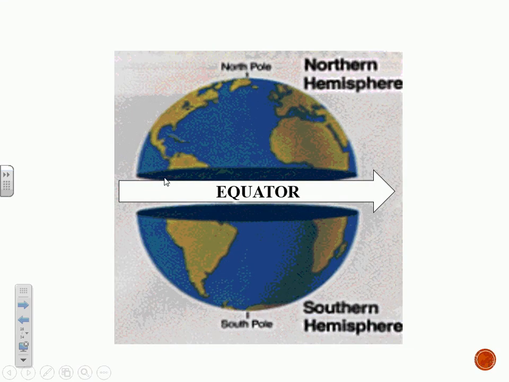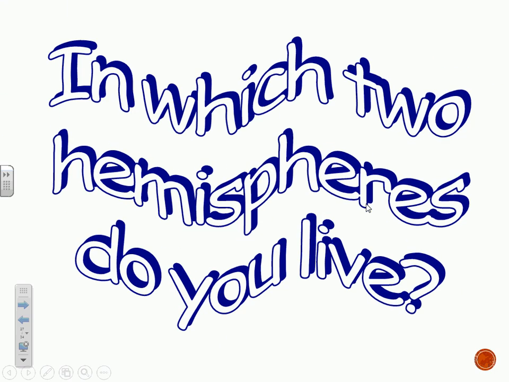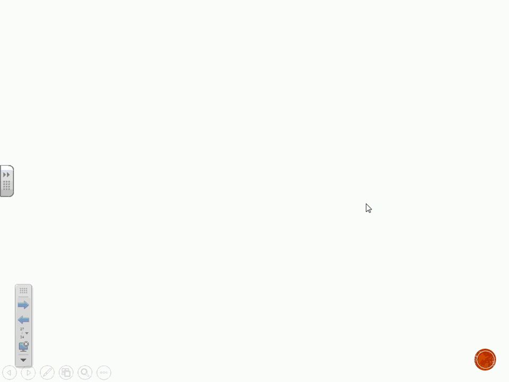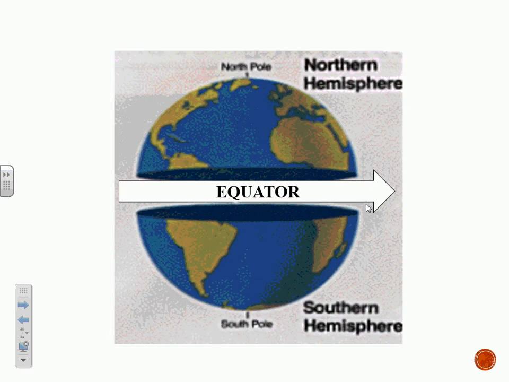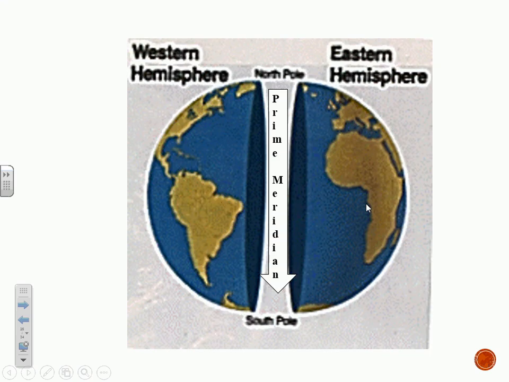I want you to think, which two hemispheres do you live in? Looking at North America, are you in the Northern or Southern Hemisphere? North America, is it the Northern or Southern? And is it the Western or Eastern? Which two is North America located? North America is in the Northern Hemisphere and the Western. So we are in the Northwestern Hemisphere.